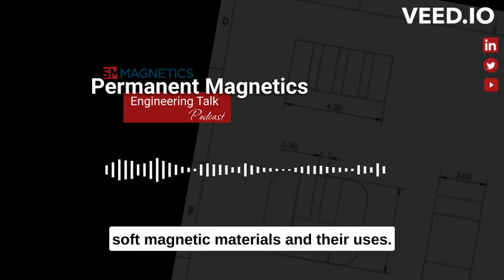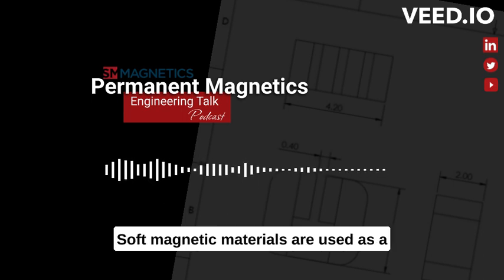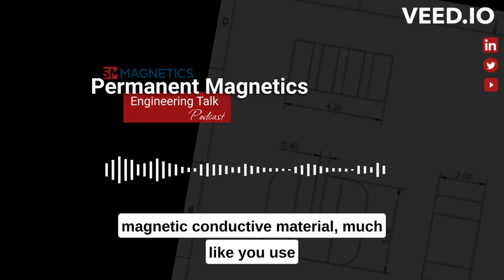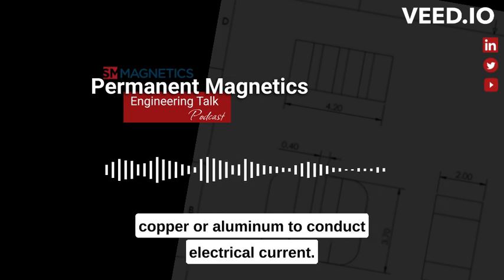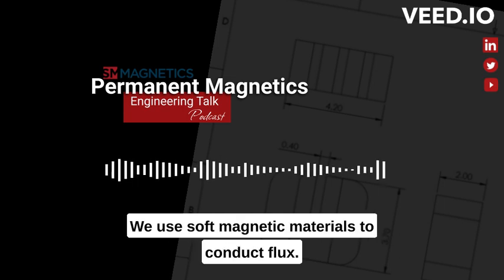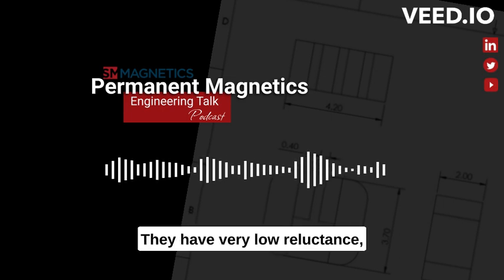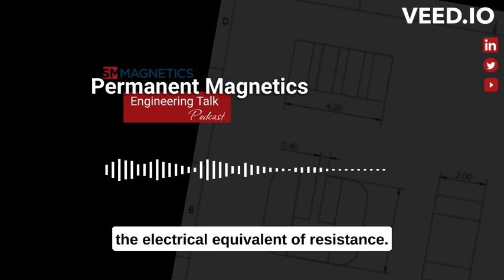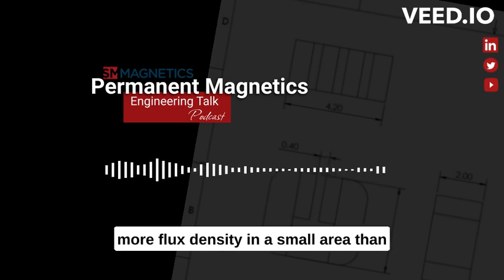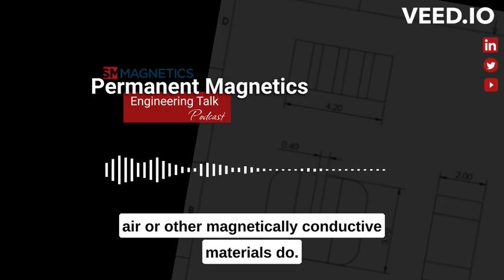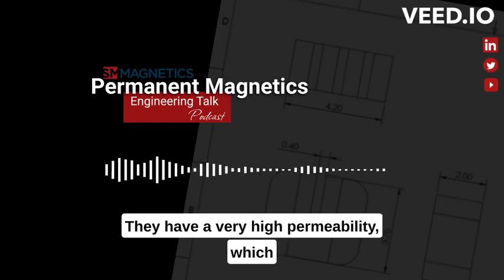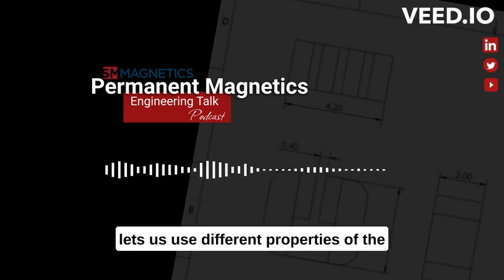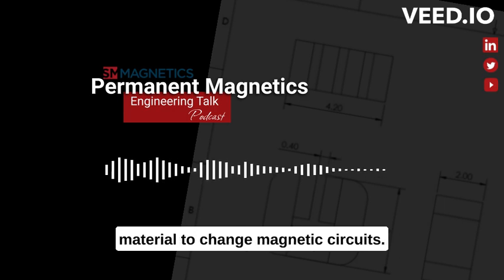We're going to talk about some soft magnetic materials and their uses. Soft magnetic materials are used as a magnetic conductive material. Much like you use copper or aluminum to conduct electrical current, we use soft magnetic materials to conduct flux. They have very low reluctance, the equivalent of electrical resistance, so they allow us to put a lot more flux density in a small area than air or other magnetically conductive materials do. They have a very high permeability, which lets us use different properties of the material to change magnetic circuits.